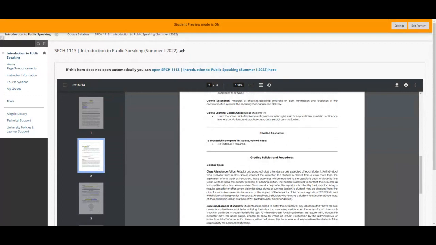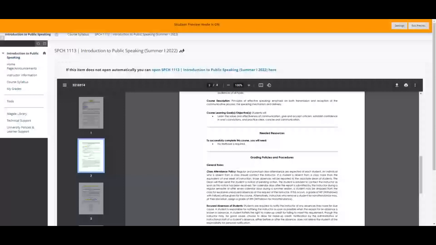Course description. Principles of effective speaking, continuing the quote now, emphasis on both transmission and reception of the communicative process, the speaking mechanism, and delivery. Now, in terms of course learning goals and objectives, what will students be able to do? Some type of active verb with ideally a measurable outcome. You learn the value and effectiveness of communication. Give and accept criticism. Establish confidence in one's convictions and practice clear, concise, oral communication.